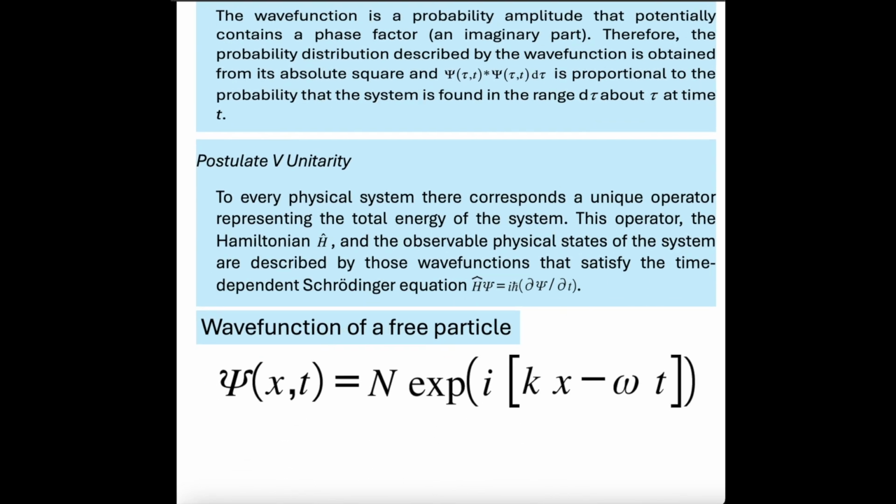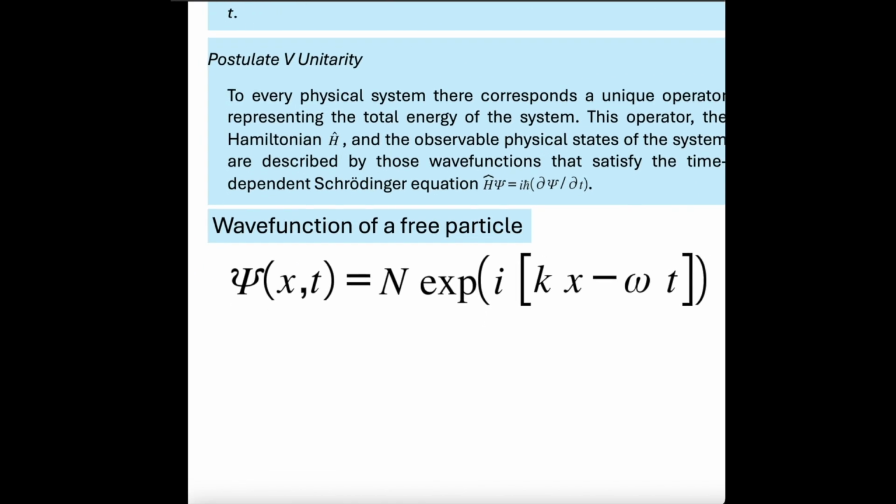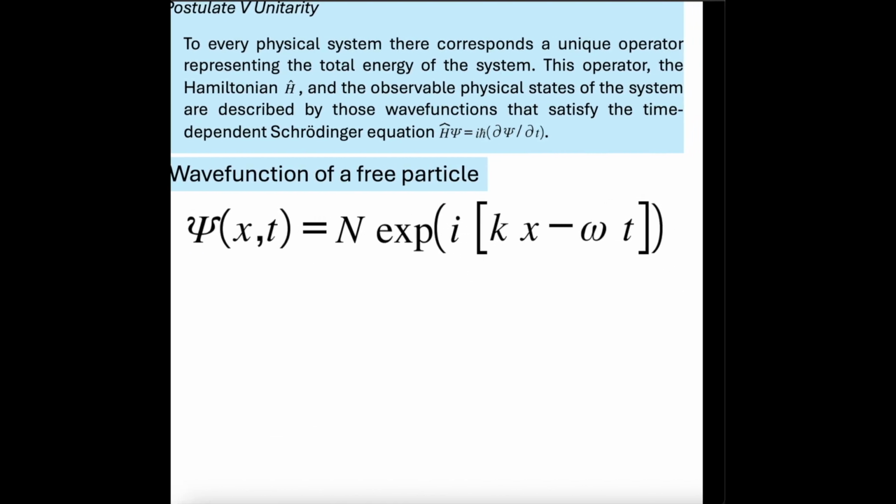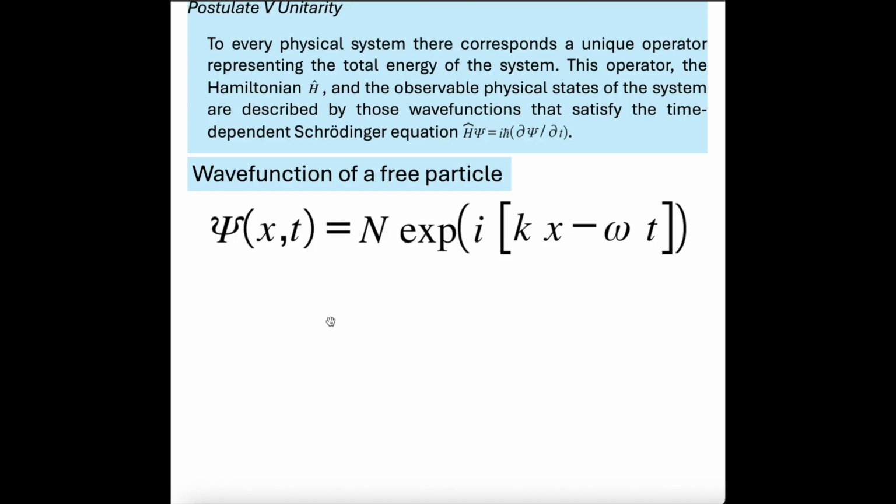The simple case is that of a free particle. Free particle, no potential energy in this system, and its wave function is given here. Psi of spatial coordinates and time coordinates is just a normalization constant times an exponential function, e to the i times the quantity kx minus omega t. k is the wave vector, omega is the angular frequency.